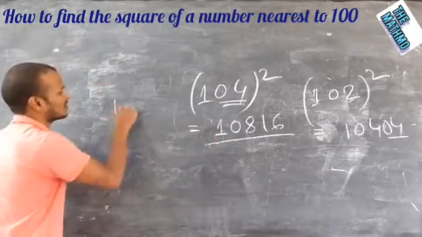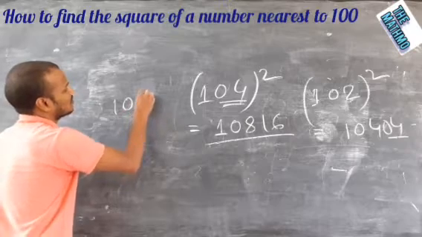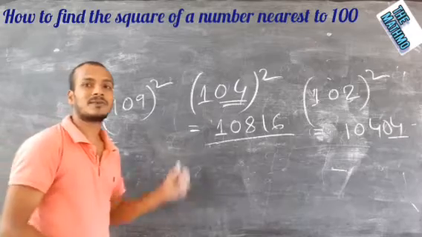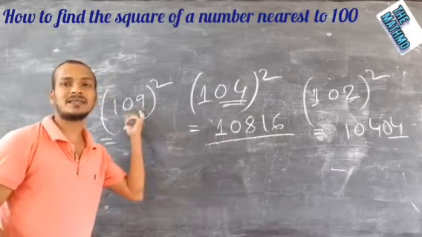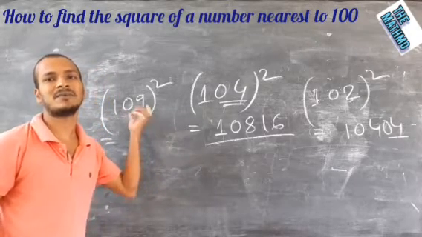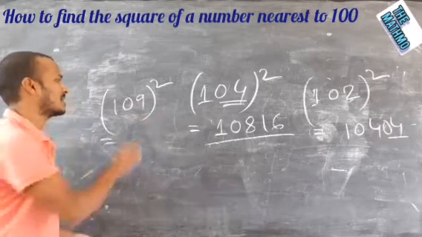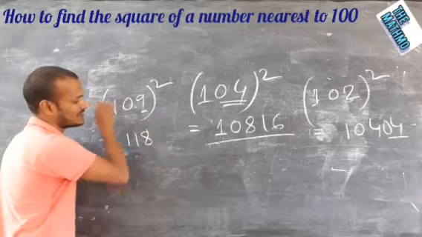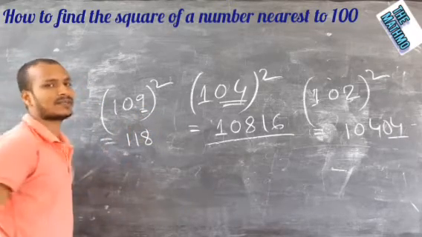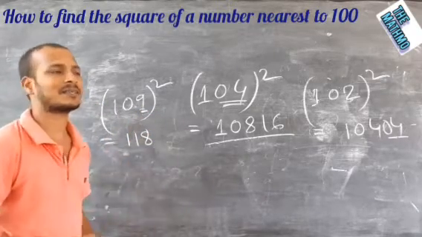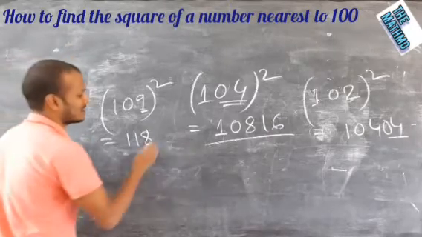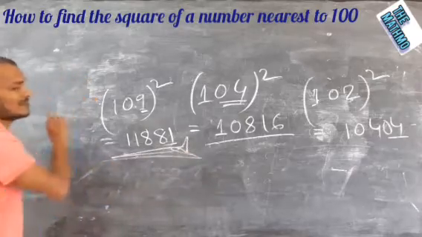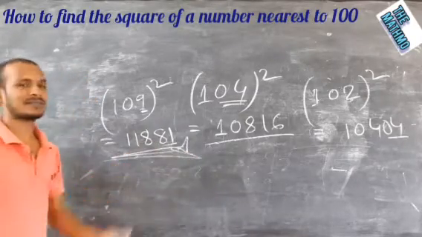Let us see one more example. Say 109. And what to do first? It is 9 more than 100. So you have to add 9 to this number. It will be 9 plus 9, 118. And the square of the extra, which is 9, is 81, and it's already a two digit number. So you put it here, and you get the answer.